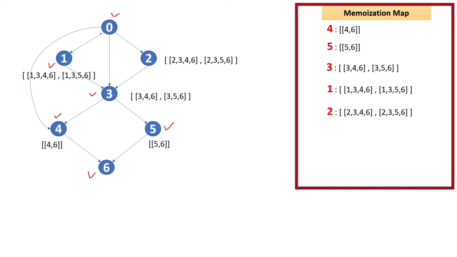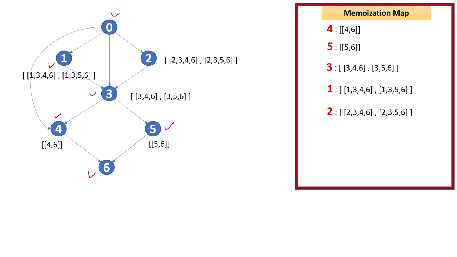Next, from 0, we traversed 1 and 2. Let's traverse 3. If we pick 3, we directly get the advantage because we know from 3 to 6 how many ways are possible. So we just append 0 with 3, 4, 6 and 3, 5, 6, right? But for 0, we will not update yet because from 0, we have another node left to visit.